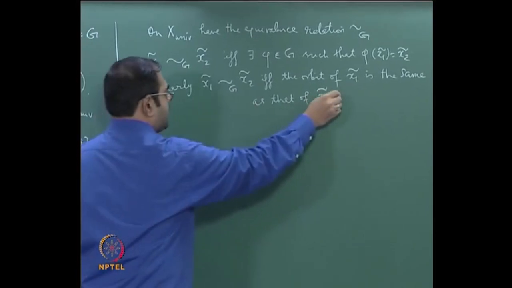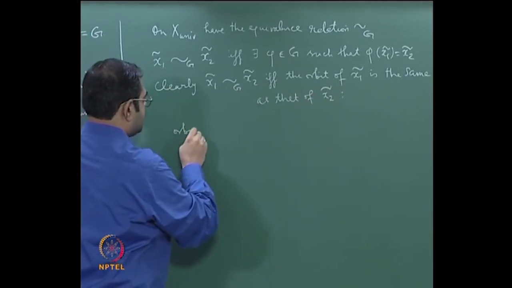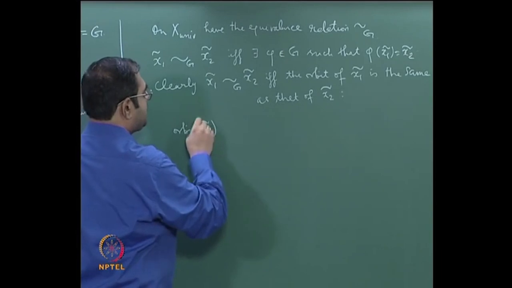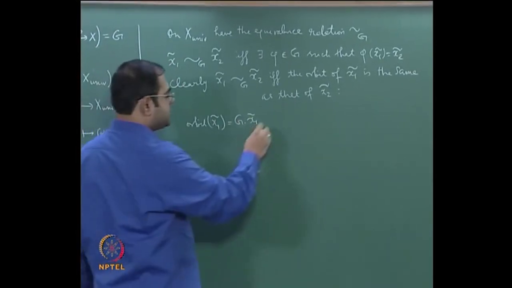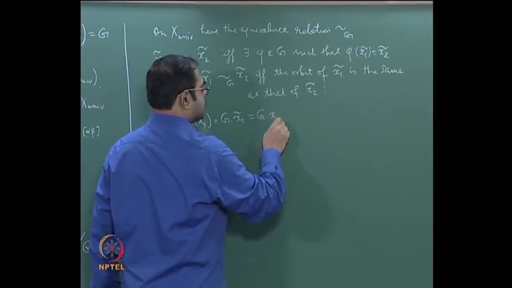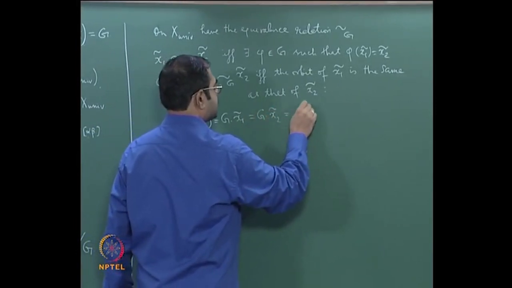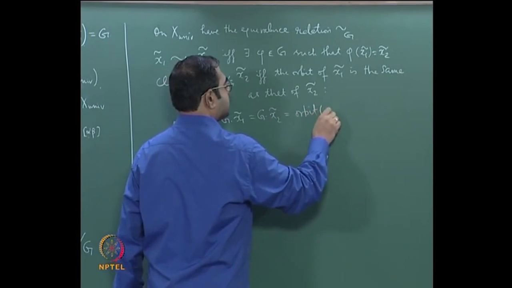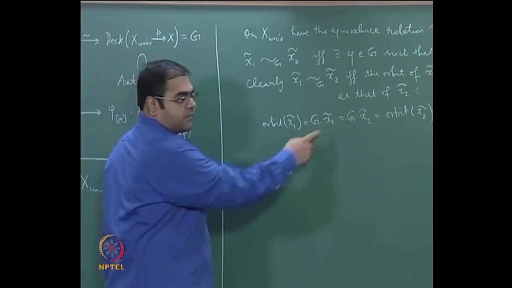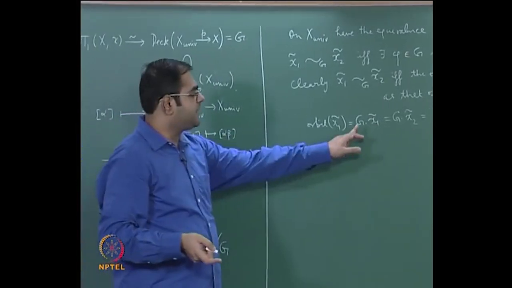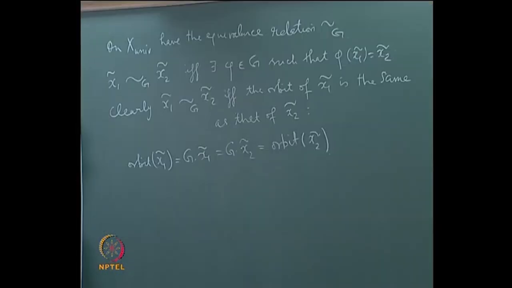So what does that mean? That means the orbit of X1 tilde is just G dot X1 tilde, and this should be the same as G dot X2 tilde, which is by definition the orbit of X2 tilde. And you know what G dot X1 tilde means? It means you apply every element of G to X1 tilde and collect all these elements together, that is the orbit.